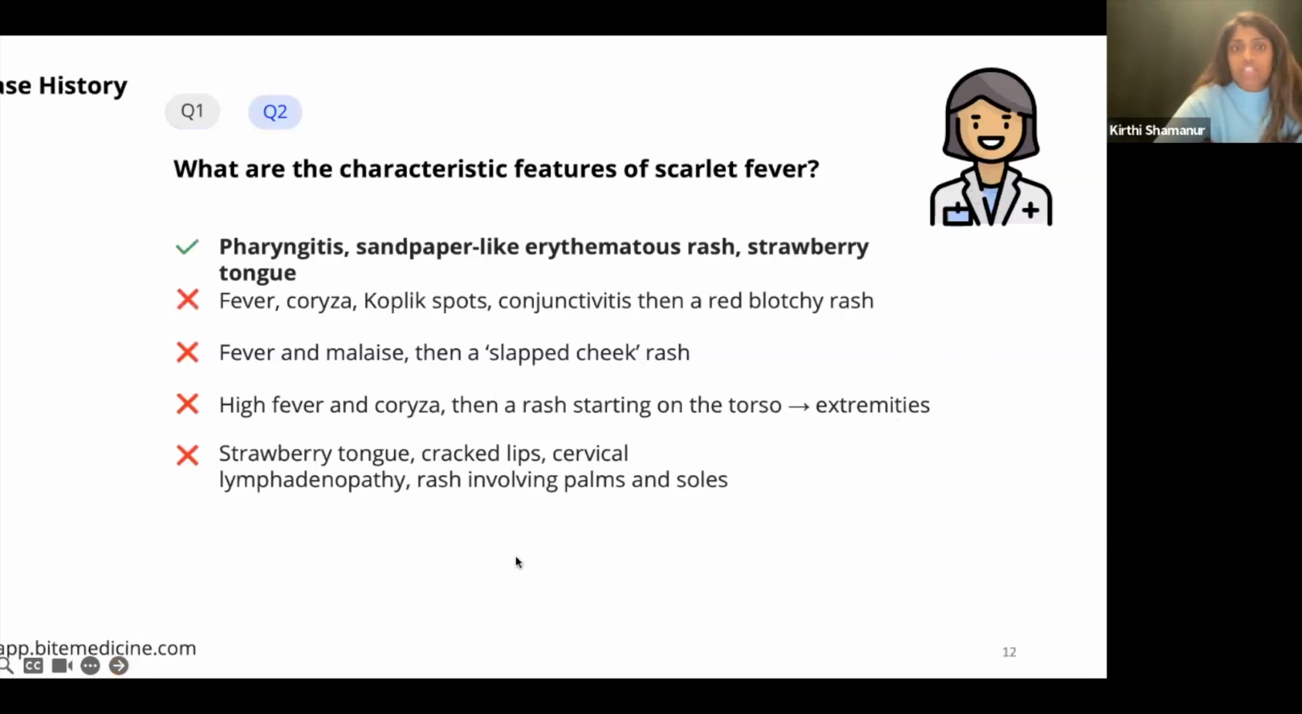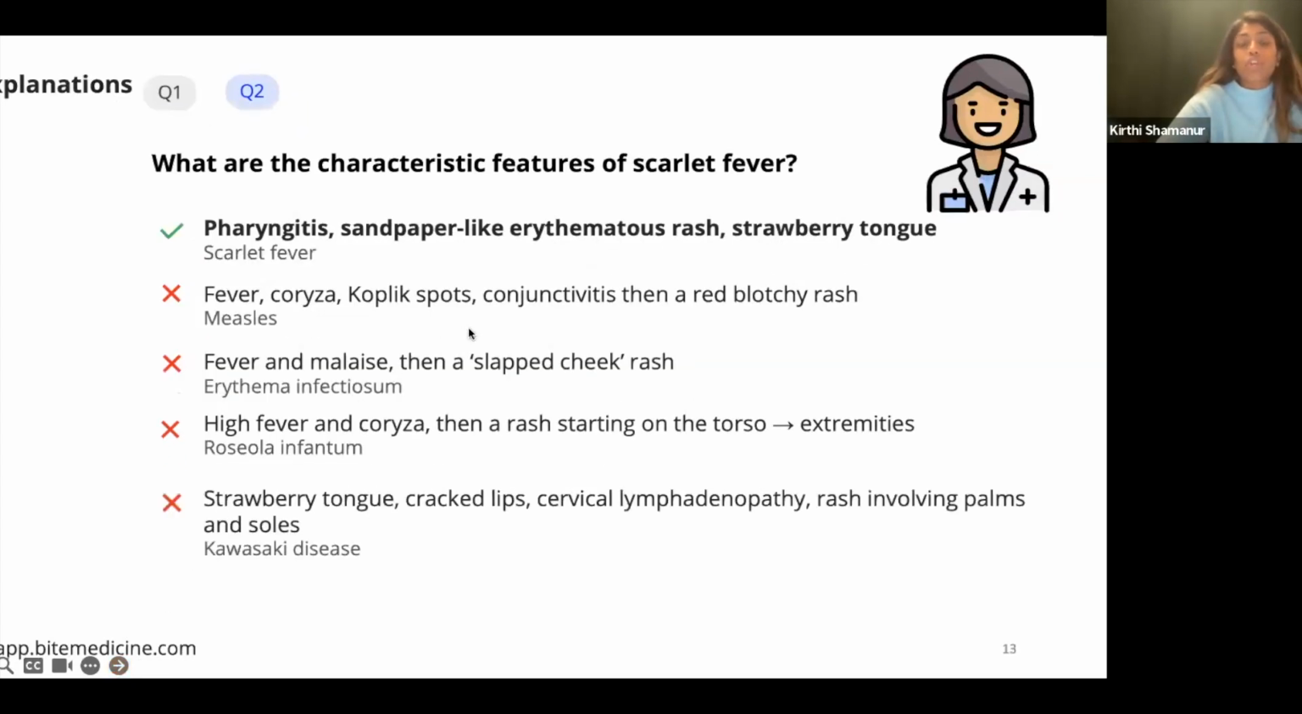So it's pharyngitis, so the sore throat, sandpaper-like rash, and the strawberry tongue. So those are kind of characteristic, and especially in exam questions, those are the things that will make it stand out for you to go, yes, scarlet fever. Just to go through the other ones and what they do cause.